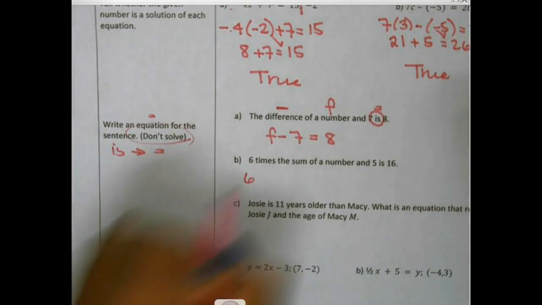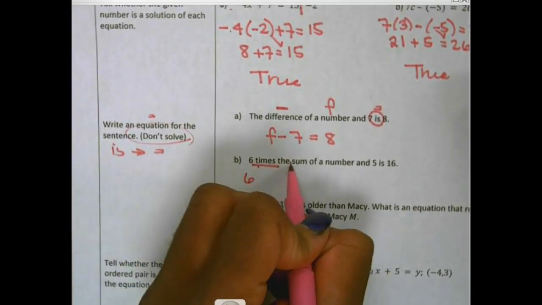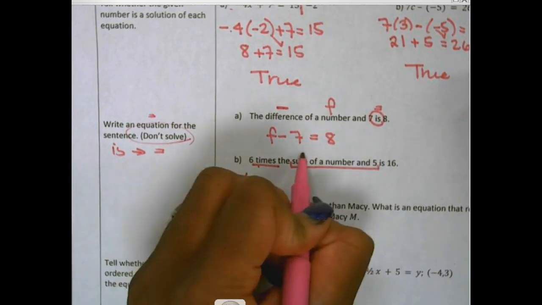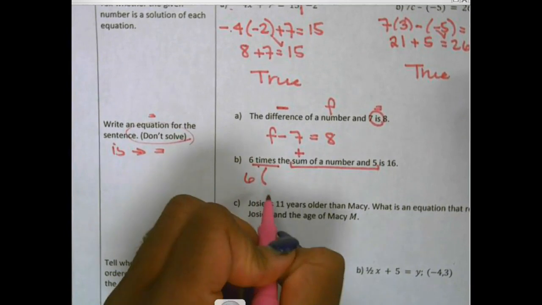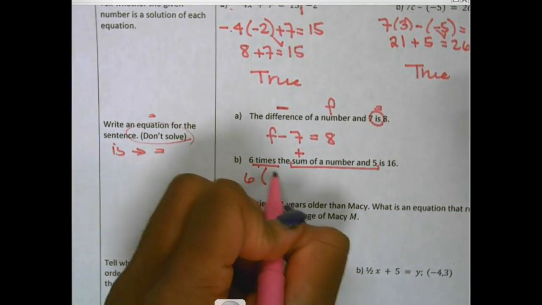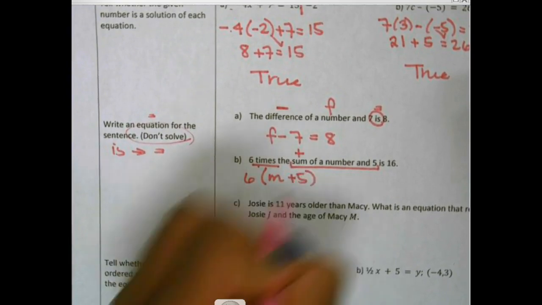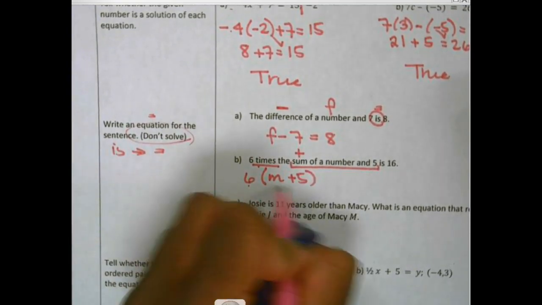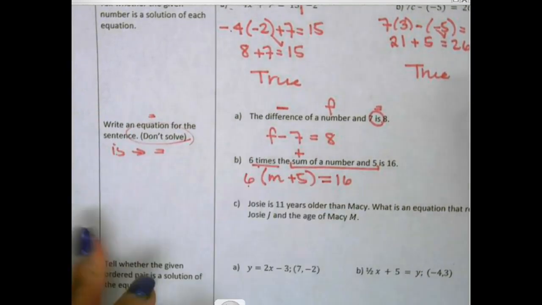Okay, next one. 6 times what though? Times the sum of a number and 5. So the sum means addition of a number, so I can pick my variable for that one. I need to add a number, m, and 5. 6 times the sum of a number and 5 equals 16.